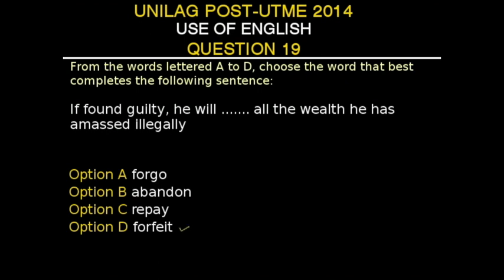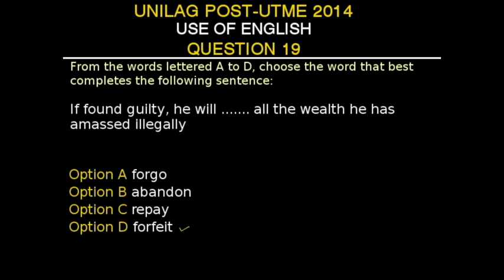And forfeit is a verb. It is to lose or be deprived of property, right, or privilege as a penalty for wrongdoing. Option A, which is forgo, might be argued to be appropriate, but it is not, because forgo is to refrain from or go without something, usually desirable. And clearly in the sentence, if the person is found to be guilty, his wealth will be taken. He's not actually foregoing because he is repentant of his ways, but he has been found guilty and so he has to forfeit whatever wealth he had amassed illegally.